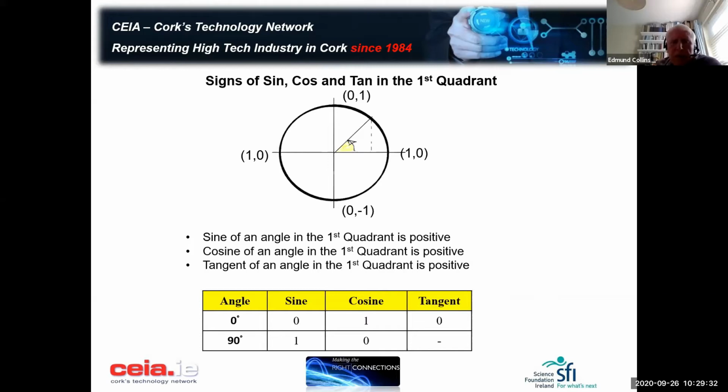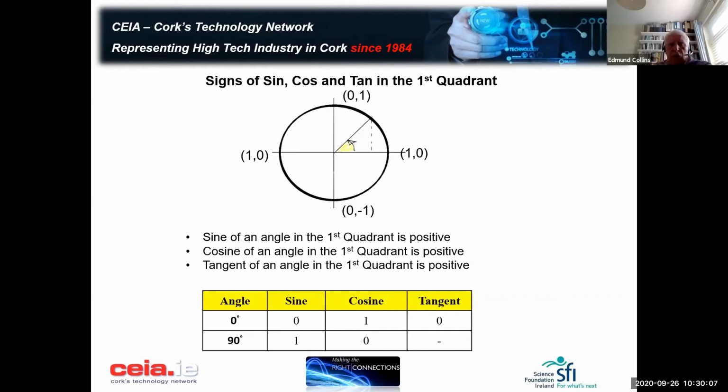So in this case, the radius is 1. Let's take the first quadrant again. Everything is going to be as we would have seen in original SOHCAHTOA examples. That is, the sine of the angle in the first quadrant is positive, the cosine of the angle in the first quadrant is positive, and the tangent of an angle in the first quadrant is positive. However, as we move either to 0 angle or up to 90, things happen there.